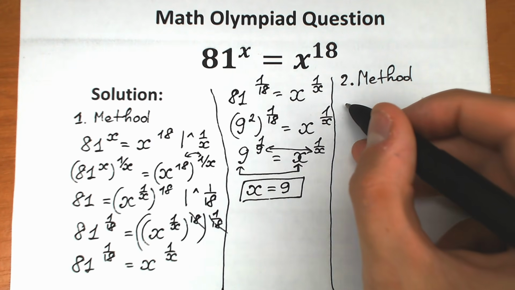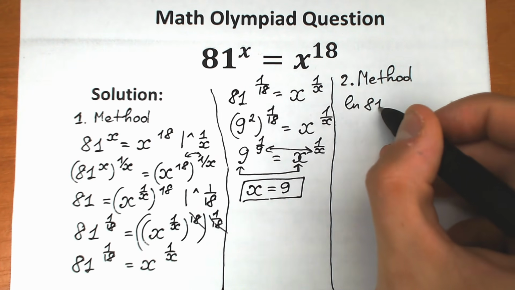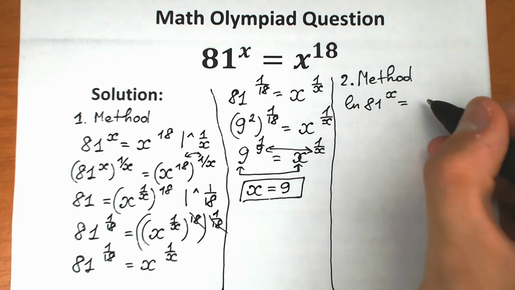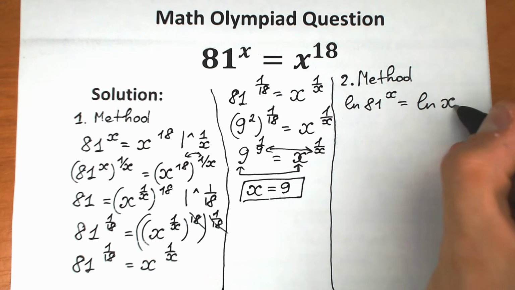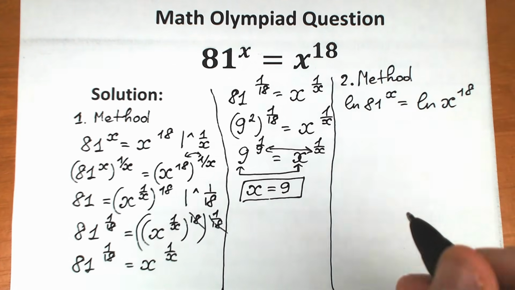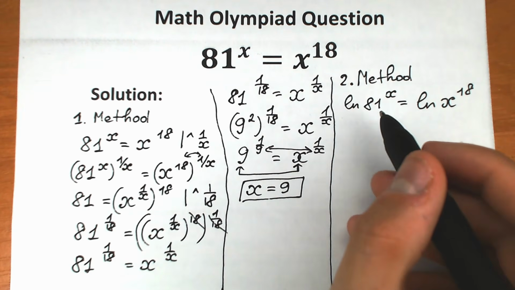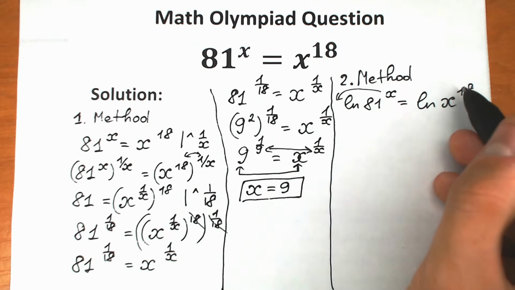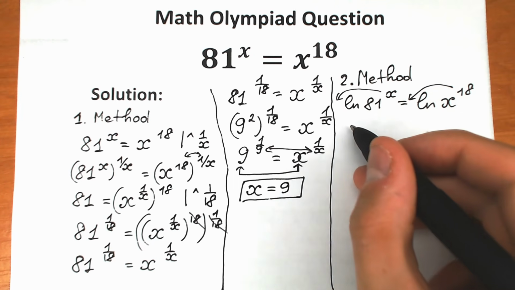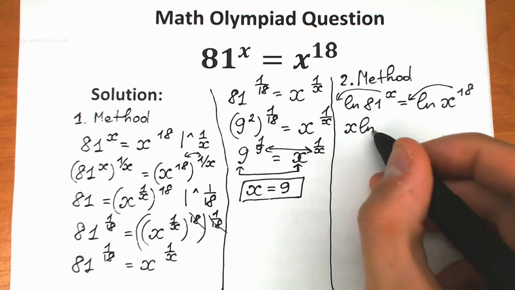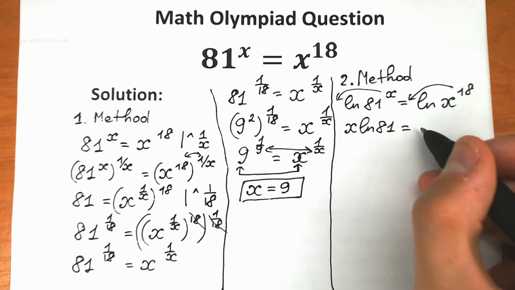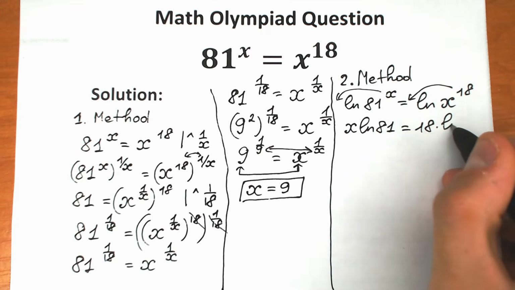So we have natural log of 81 to the power x equal to natural log of x to the power 18. Then the exponent will come down right here, and then come down right here, this exponent. So we have x times natural log 81 equal to 18 times natural log x.